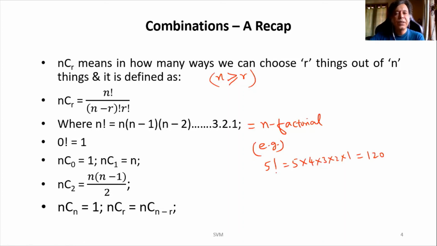So we'll end this session here. We'll meet again with some numerical problems on probability in our subsequent videos.